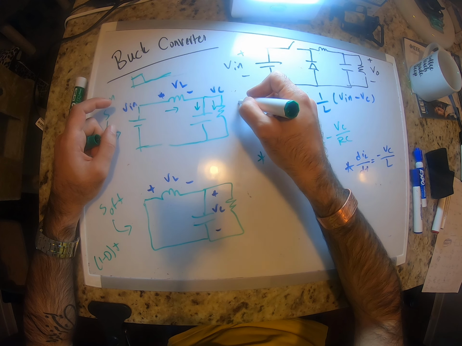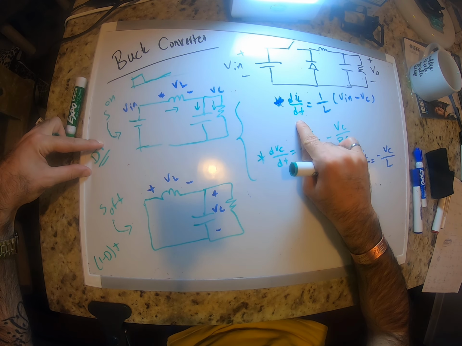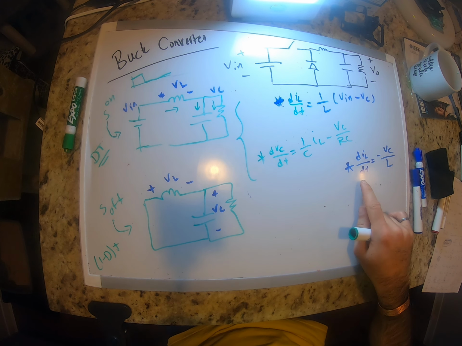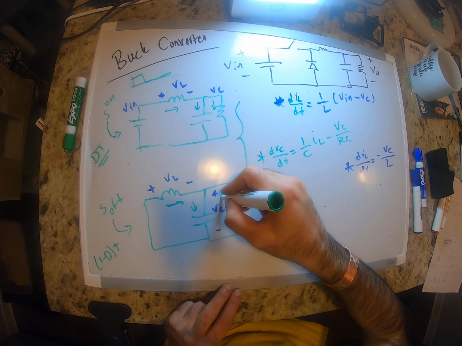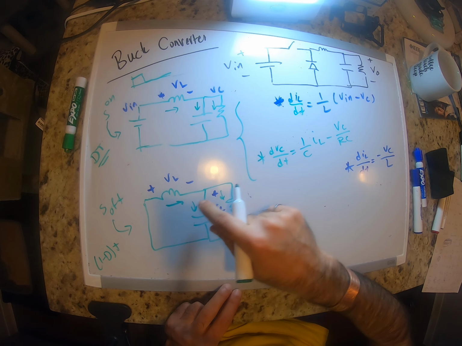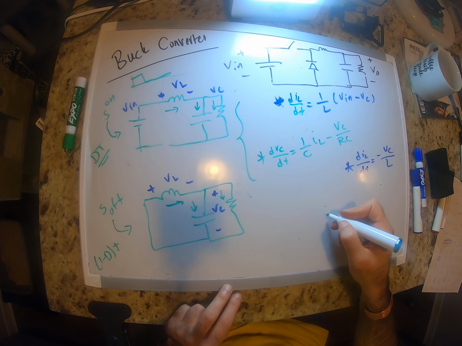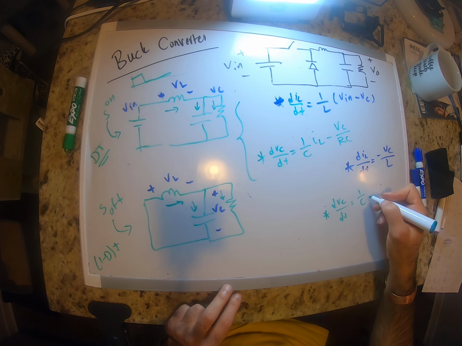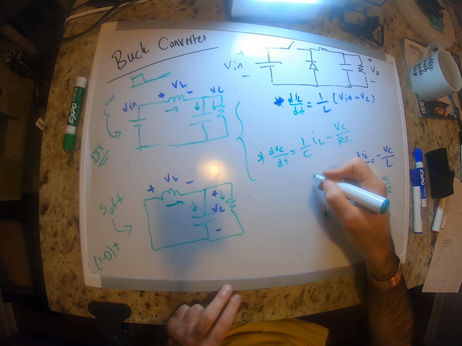So for this much time, this is dIL over dt and this is dVC over dt. Let's do the same thing here. If you look at it, it's exactly the same in this case. We have IL equal to IC plus IR, so it's exactly the same equation. dVC over dt is equal to 1 over C times IL minus VC over R.